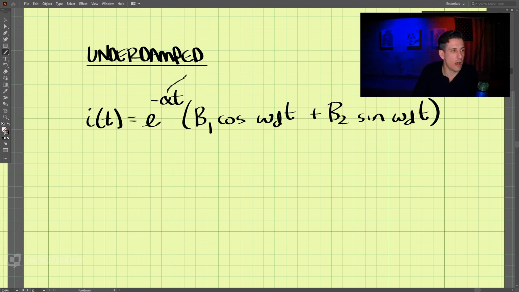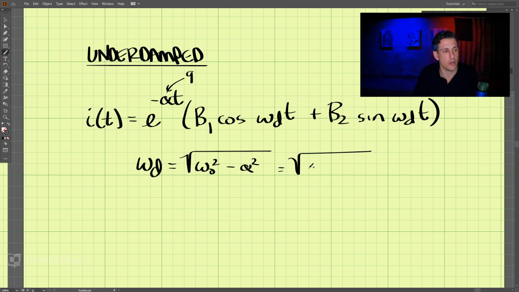Now we've already figured out alpha, which we said was 9. And omega d, this is the damped frequency. The d means damped. That is equal to the square root of omega naught squared minus alpha squared. So that comes out to be the square root of 10 squared minus 9 squared, which is the square root of 19, which is 4.359.